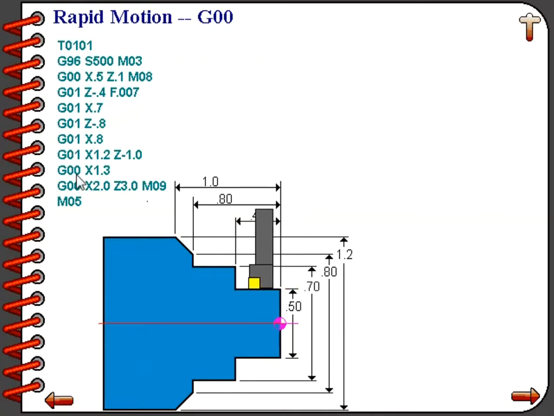Near the end of the program, you'll see us switch back to rapid motion with the G00 command. We'll move to an X position. Then we will rapid back to the tool change position, turning off the coolant and finally stopping the spindle. Now this is a good example program for you to look at and see just when and where we would rapid the tool.